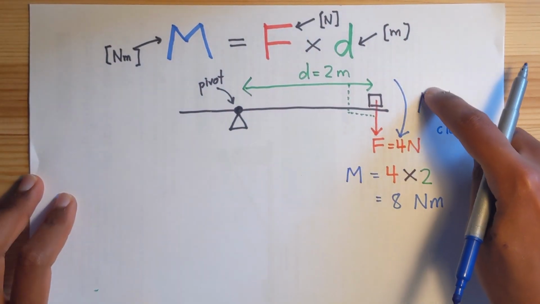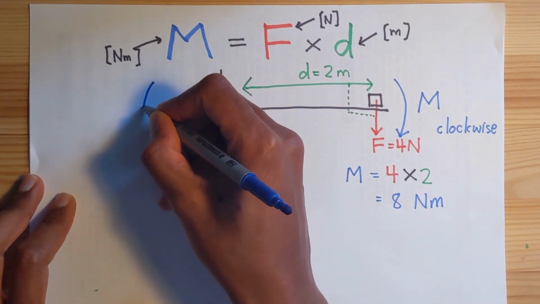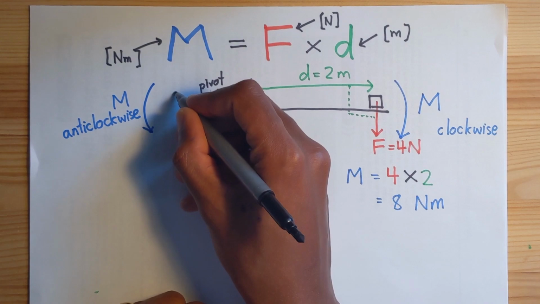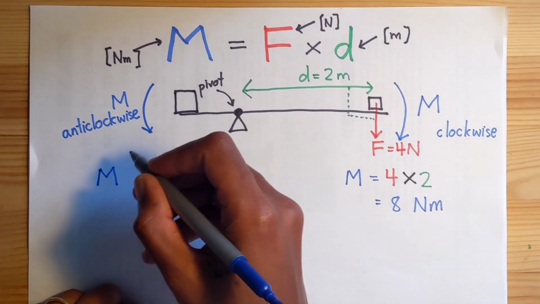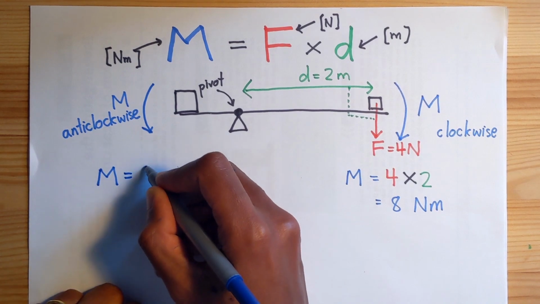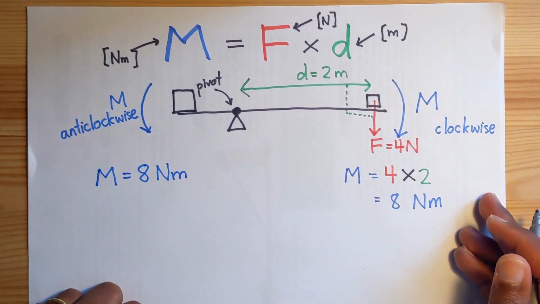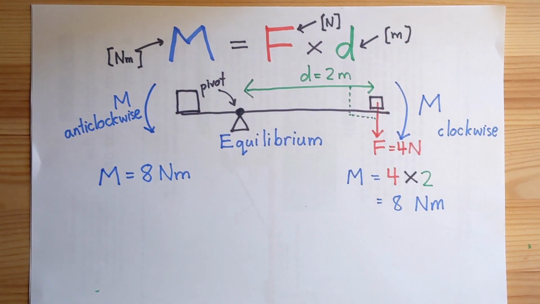In order to balance the clockwise moment on the right-hand side, we need an anti-clockwise moment on the left-hand side. This can be generated by a large object over here. If the anti-clockwise moment on the left-hand side equals the clockwise moment on the right-hand side, then we can say that the seesaw is in equilibrium.